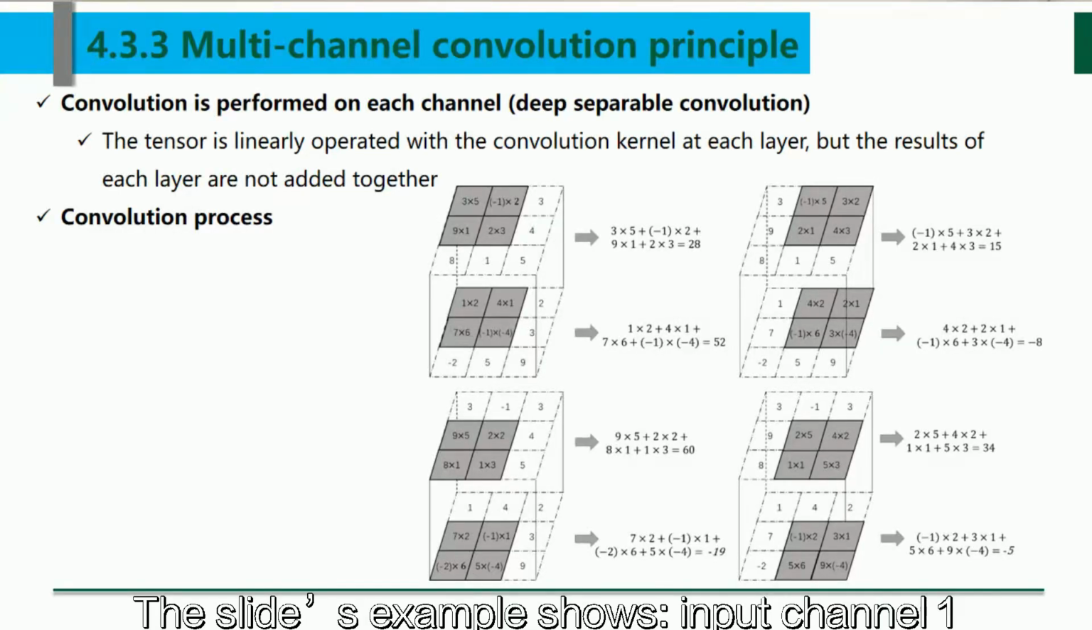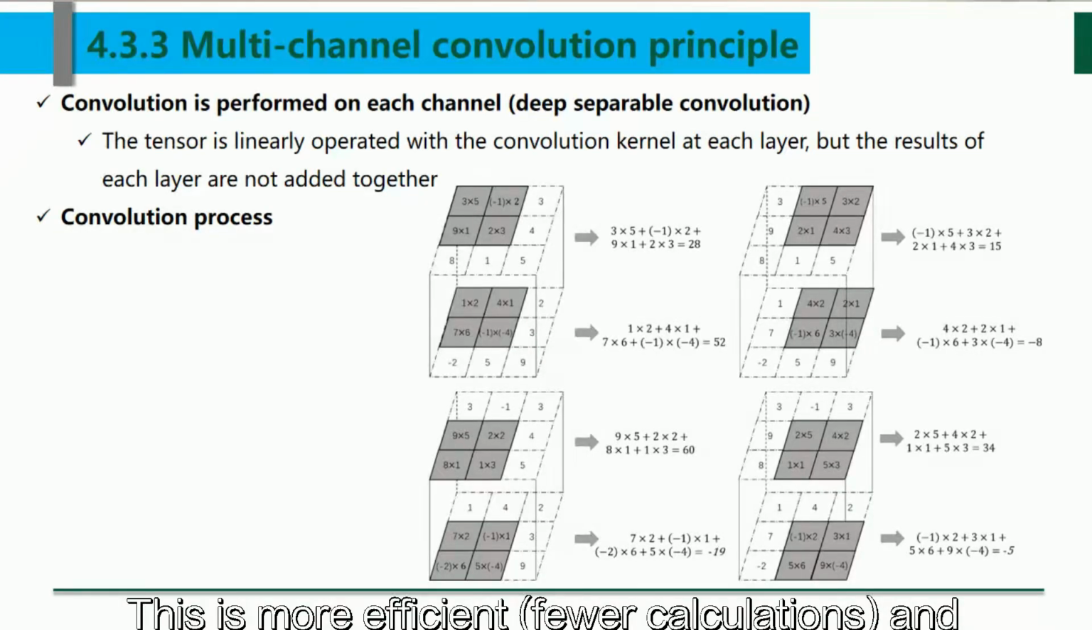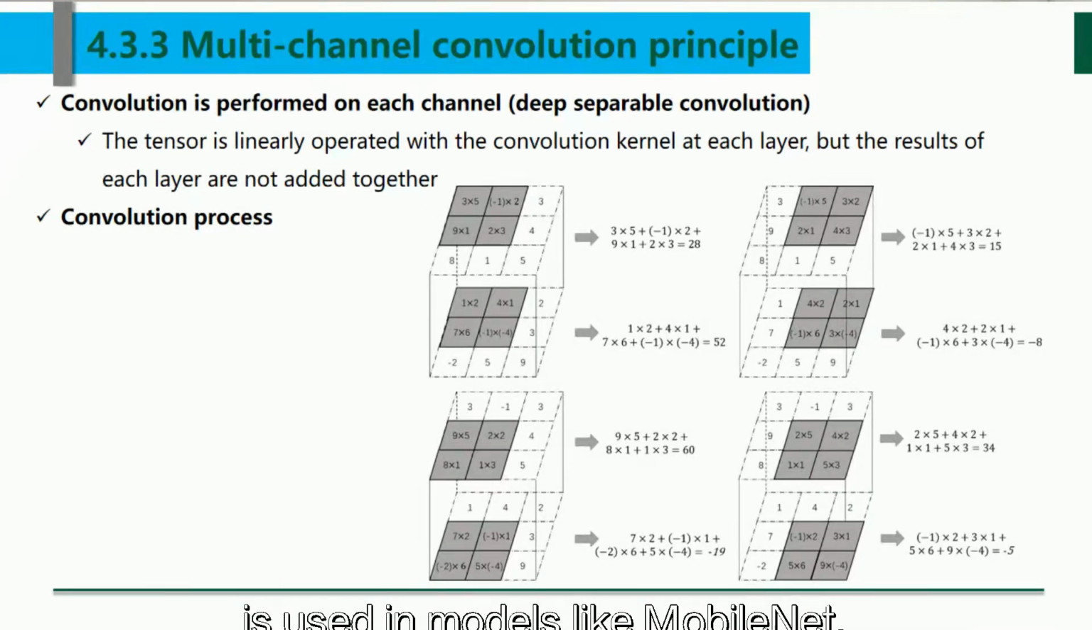The slide's example shows, input channel 1 gives outputs 28, 15. Channel 2 gives 52, -8. These stay separate, not added. This is more efficient, fewer calculations, and is used in models like MobileNet.